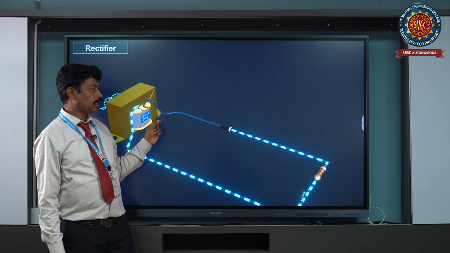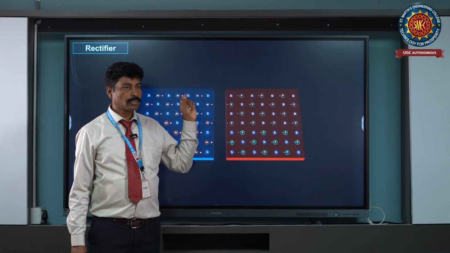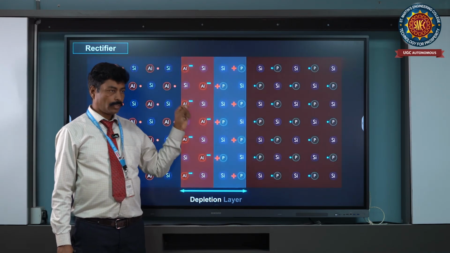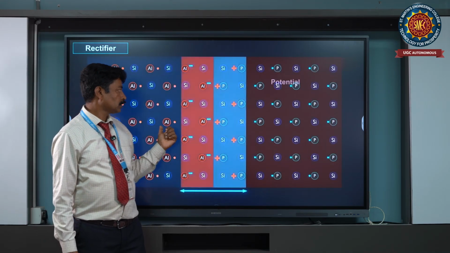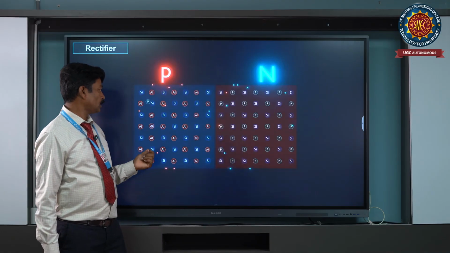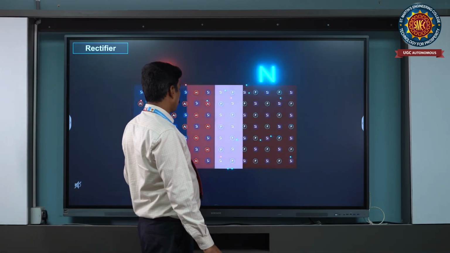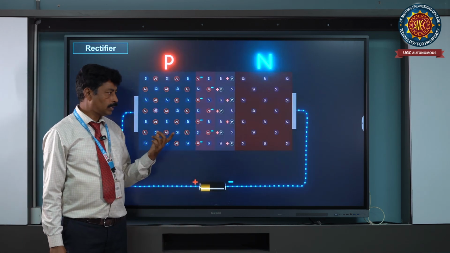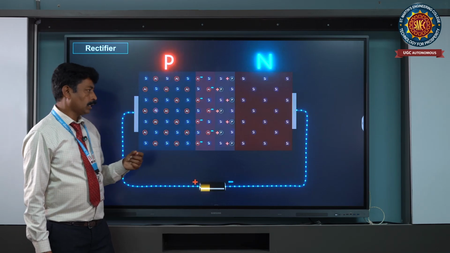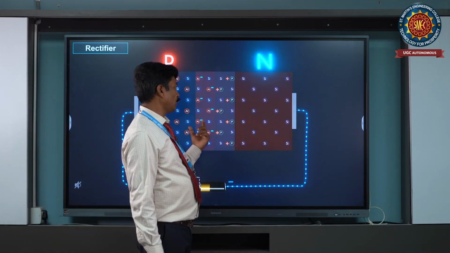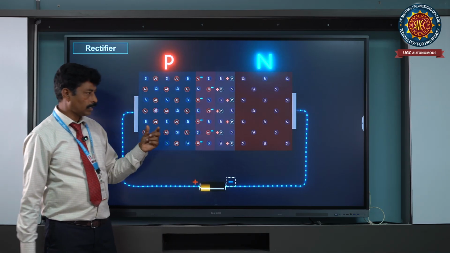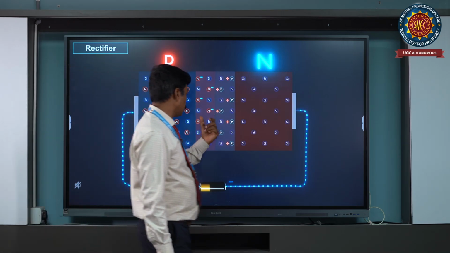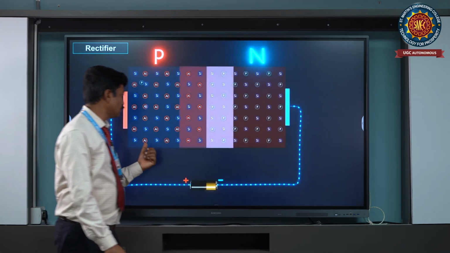And reverse bias is when the diode's positive is connected to the battery's negative, and the battery's positive is connected to the diode's negative. That is reverse bias, which is called the diode off condition. When I apply the input voltage, you will observe the depletion layer increasing and the current decreasing. When the depletion region decreases, the current increases.